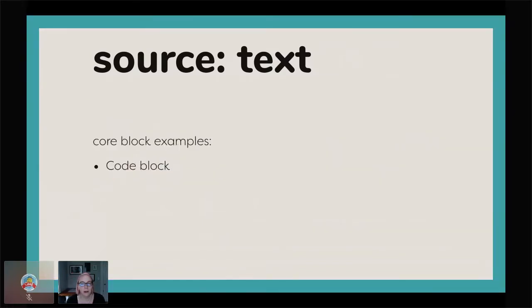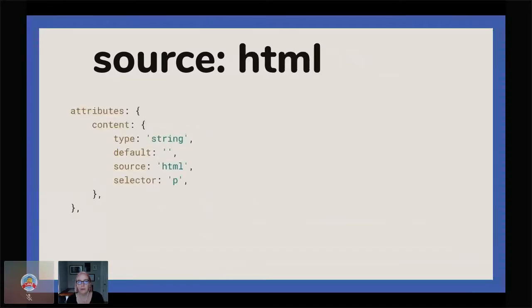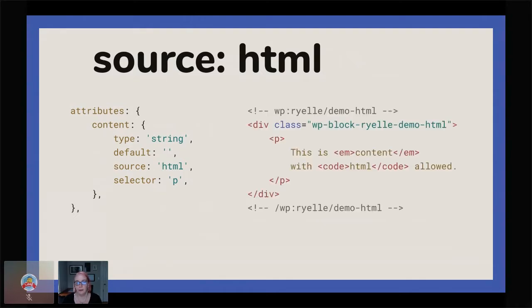So the only block I think that uses this is the code block. Everything else uses HTML. So the HTML source type is, again, going to give you a string. It's useful if you're rendering content with HTML in it, which you probably are if you're letting people edit HTML in the editor. So this will probably be a pretty commonly used source. And it also uses the selector.